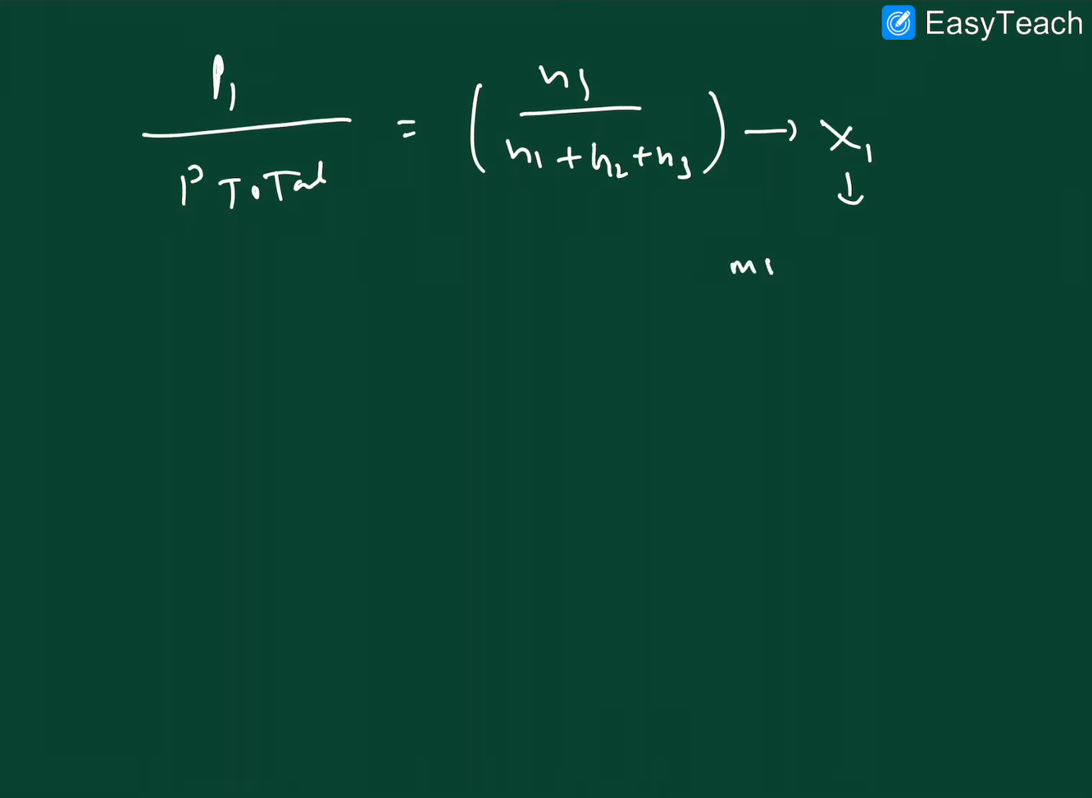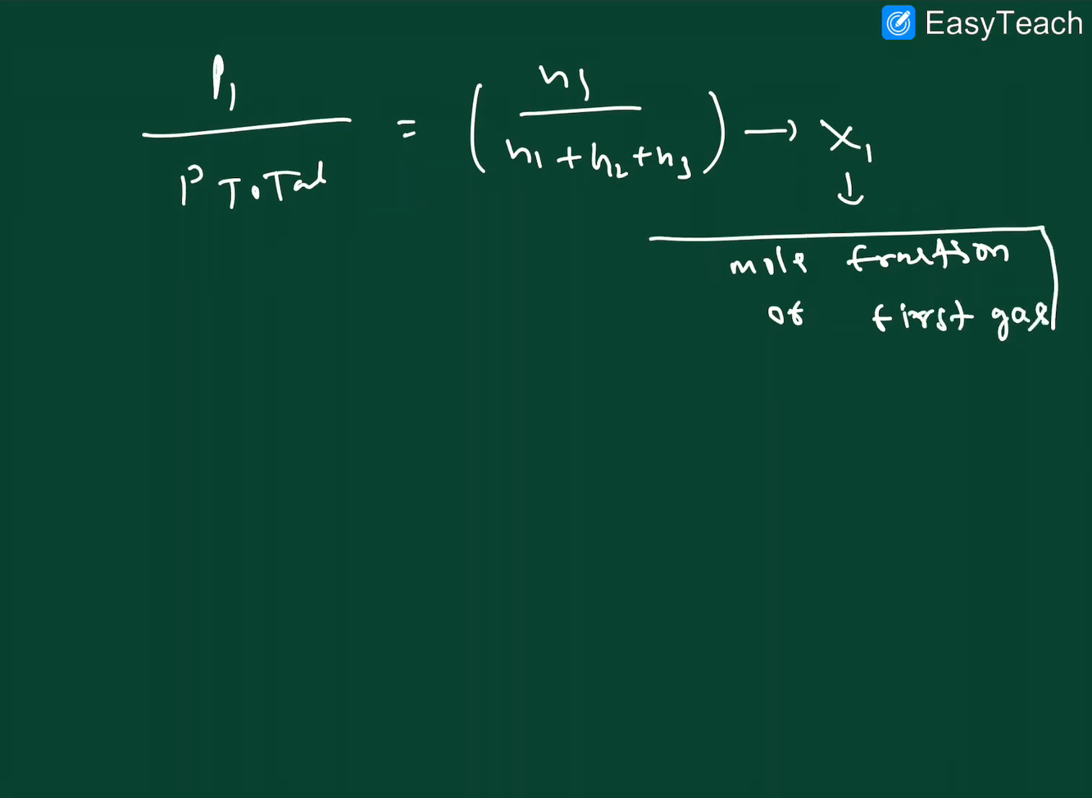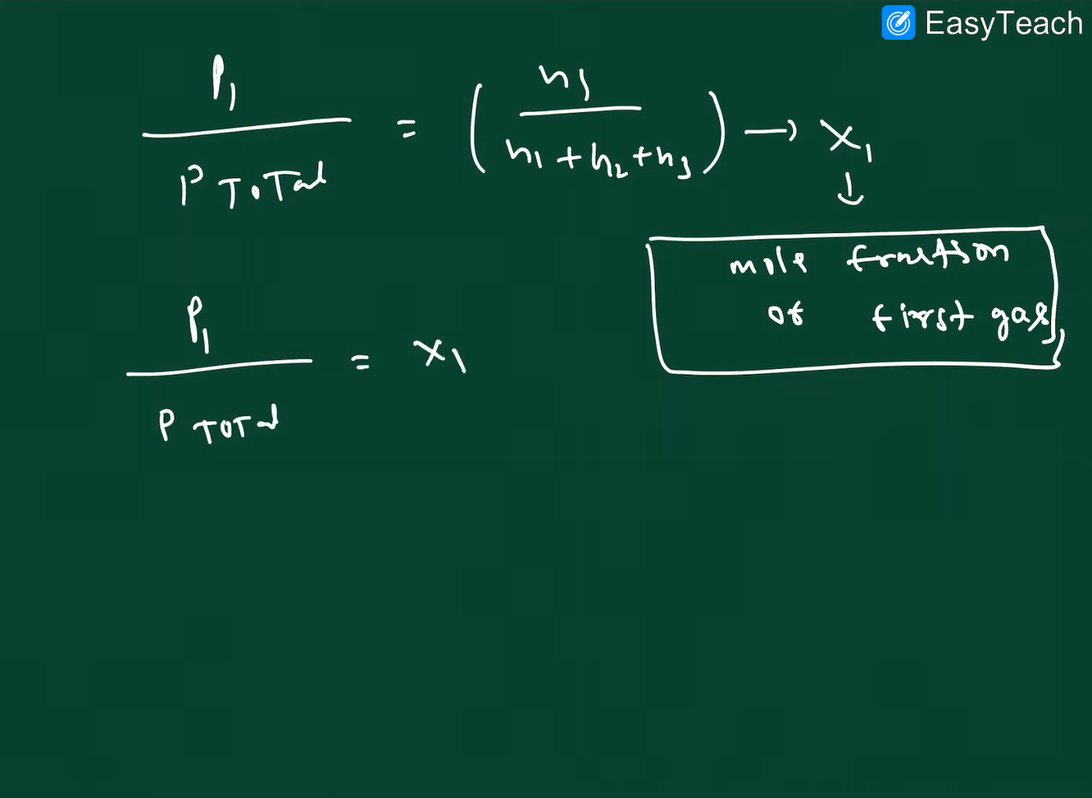So this is the mole fraction of the first gas, right? I hope it is clear. So we can take P1 by P total is equal to x1. We want P1, so P1 is equal to x1 into P total.